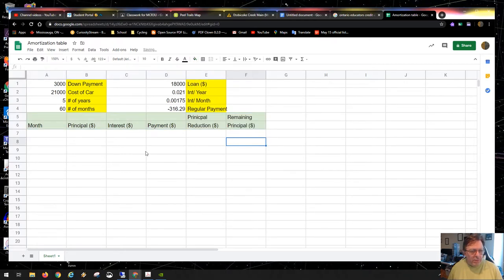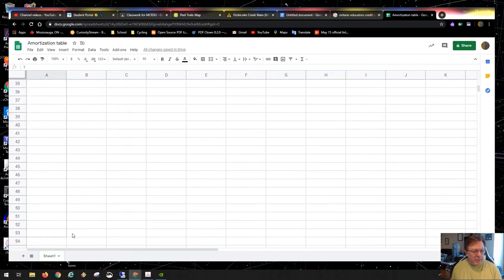Kind of greeny, a greeny color. Now, we need to label out the months from 1 to 60. You can type the numbers from 1 to 60, but I'm lazy, so I'm just going to go to this little box thing, just like you do in Excel, and drag this all the way down so I get the number 60.